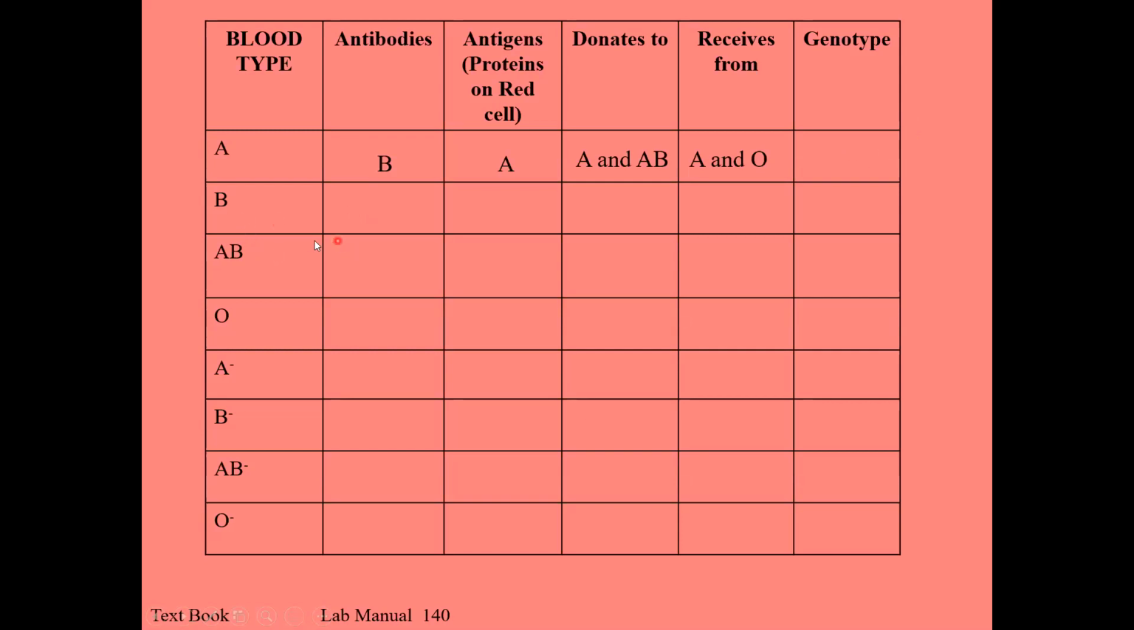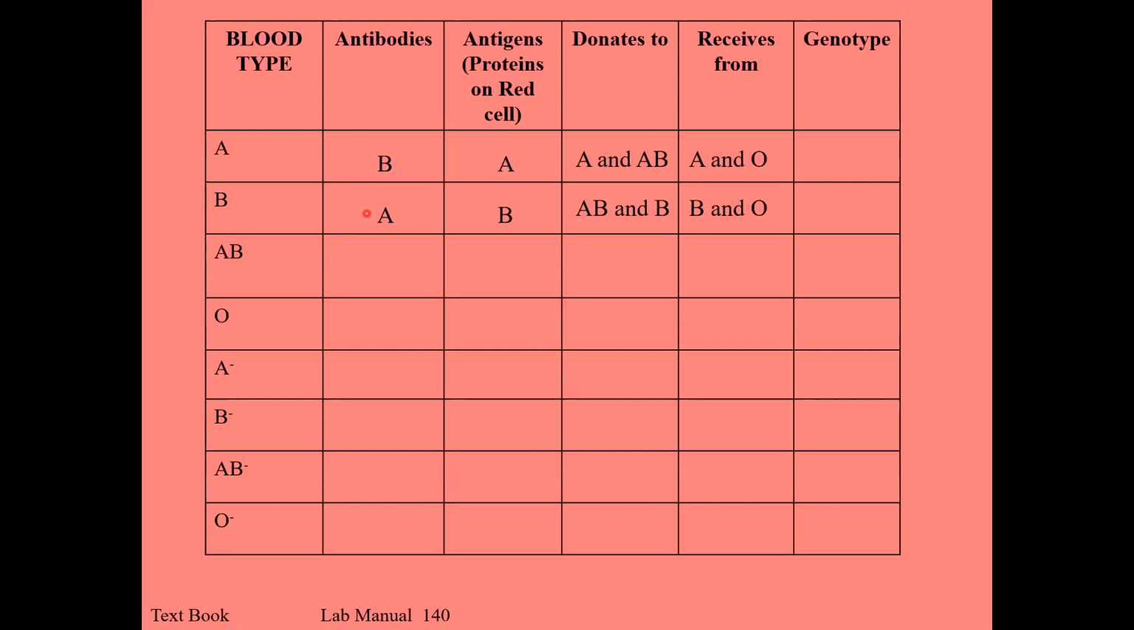So let's look at blood group B. What do we know about blood group B? We know that blood group B has antibodies against who? A. What's the antigen on the red cell? B. Who can they donate to? B and AB. Who can they receive from? B and O. Good. Let's go to AB now.